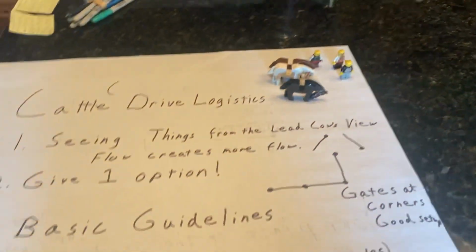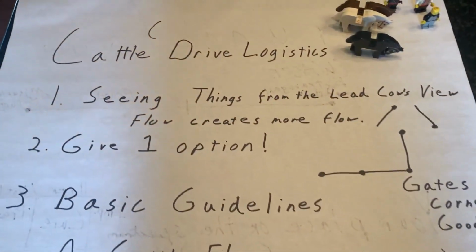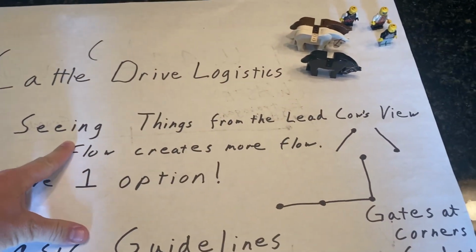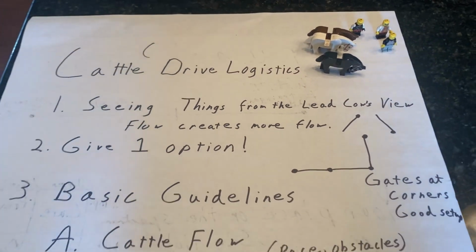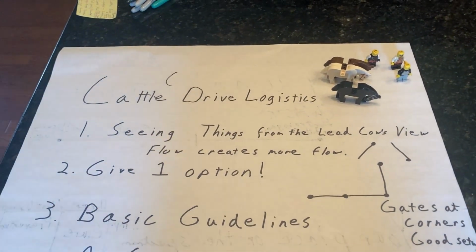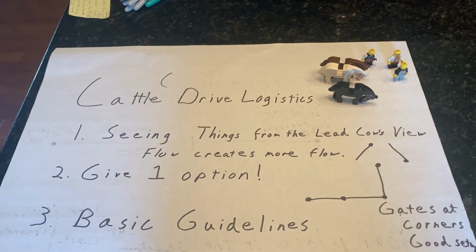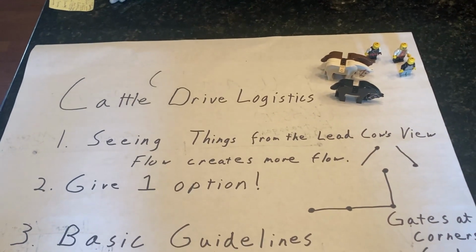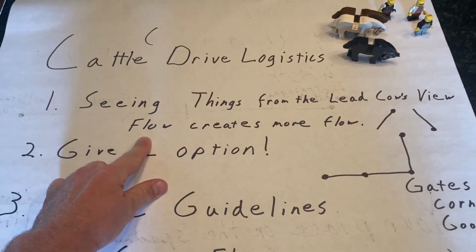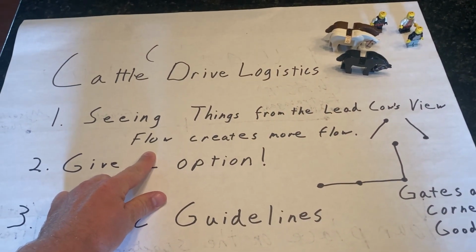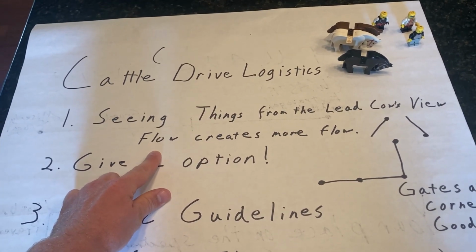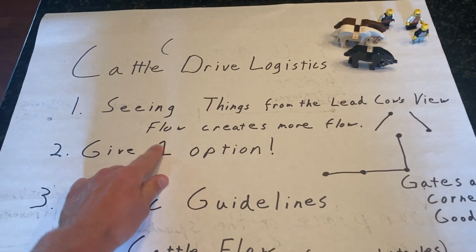So anyway, first thing about cattle drive logistics, you need to see things from the lead cow's point of view. The lead cow, your lead animal, is going to be in front of the whole herd. Whatever it does, almost all the other cows are going to end up doing the same thing. You need to know what that lead cow is going to do in whatever situation you create. So know this, flow creates more flow. If you get one animal to move, you probably are going to get the whole herd to move. Once one animal is going the wrong way, you may get the whole herd going the wrong direction.